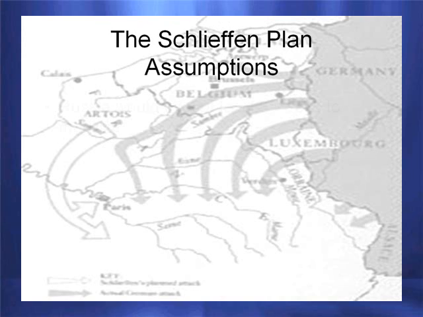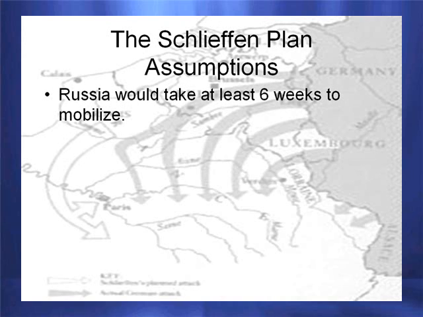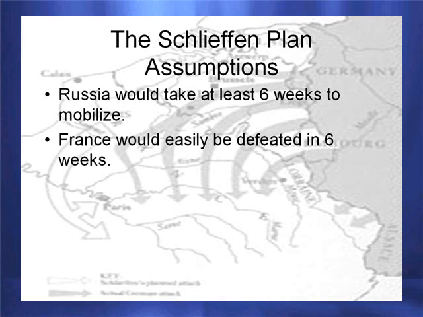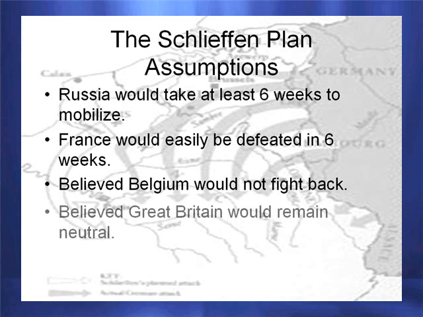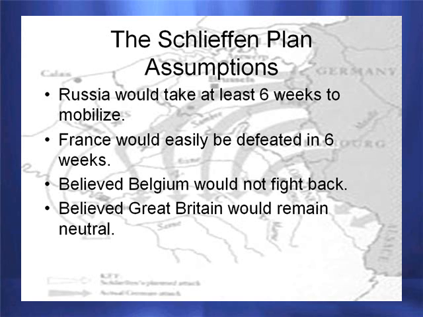The Schlieffen Plan assumptions. First, they believed Russia would take at least 6 weeks to mobilize. Second, they believed France would easily be defeated within those 6 weeks. Third, they believed Belgium would not fight back. And finally, they believed Great Britain would remain neutral.